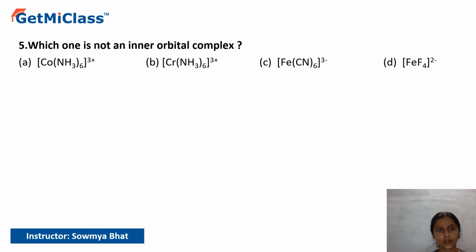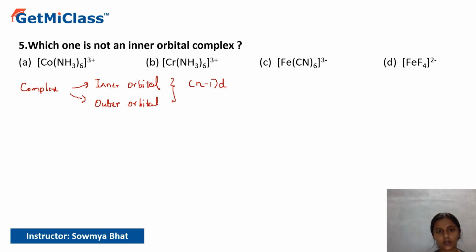Which one is not an inner orbital complex? The coordination complexes are categorized into inner orbital and outer orbital, depending on which d orbitals they are going to use. If it uses (n-1)d, then it is called an inner orbital complex. If it uses nd orbitals for the complex formation, then it is called an outer orbital complex.